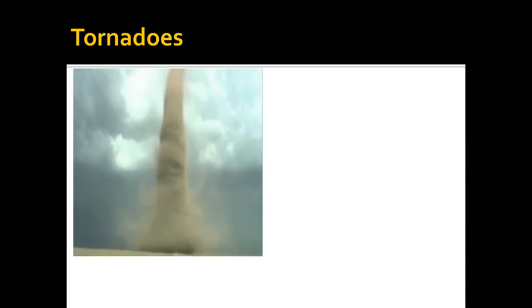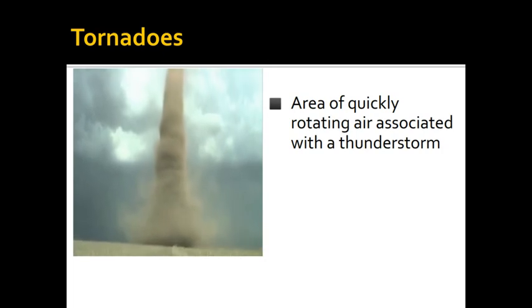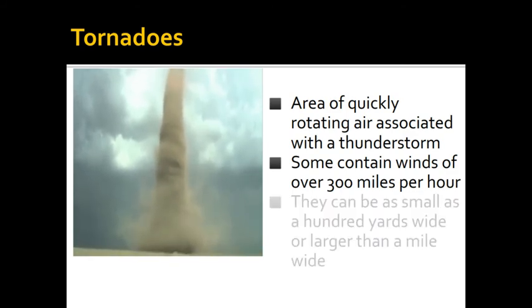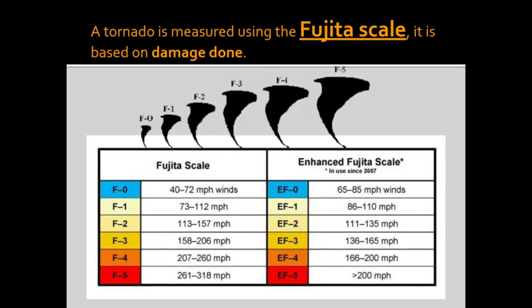Tornadoes is probably the worst weather phenomenon that we see. We do get tornadoes here in New York State. They're generally weaker tornadoes, but nonetheless we still see them. So this is when air quickly rises and rotates, always associated with thunderstorms and cold fronts. And some of these tornadoes can have winds in excess of 300 miles per hour. They can be pretty small, couple hundred yards wide, or they can even be close to a mile wide. Those are massive tornadoes.